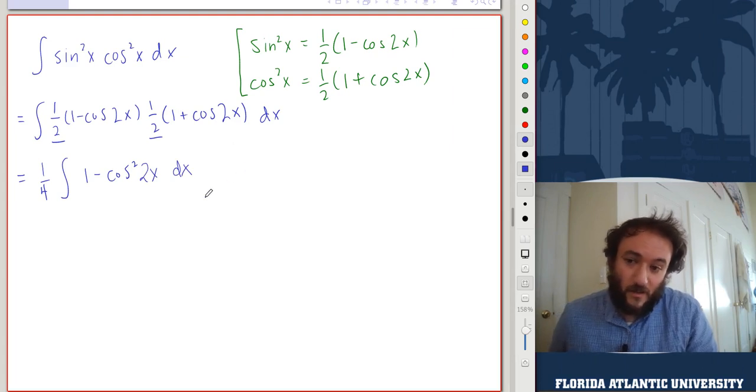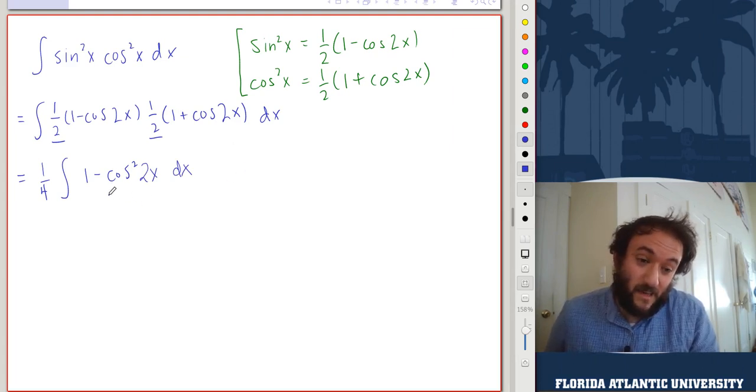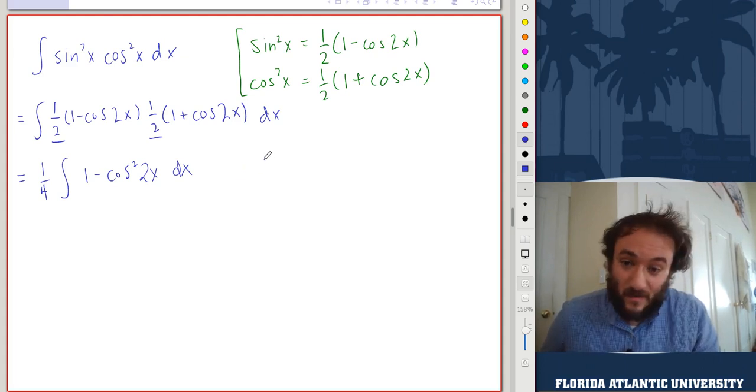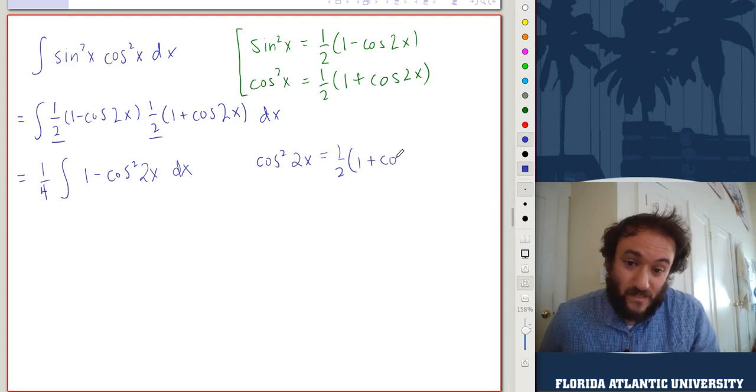Okay, well here we run into our same problem. This is an even power of cosine, and there's no u substitution that we're going to be able to make to simplify this. So we're going to apply the double angle formula again. This time we have cosine squared of 2x equals 1/2 times 1 plus cosine 4x.